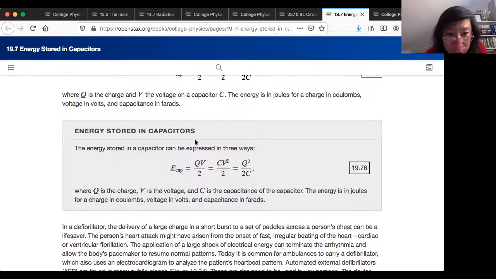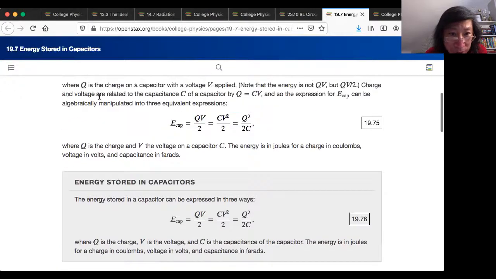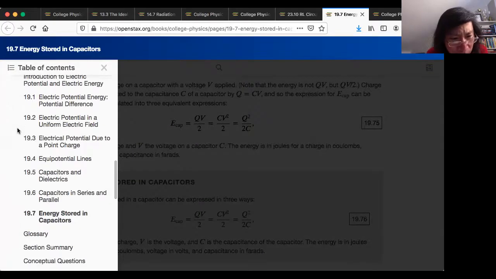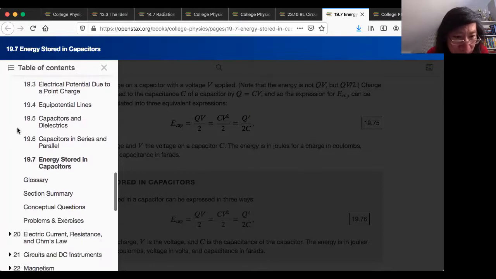This energy stored in a capacitor thing, this chapter 19.7, sounds like we've got to get back here and just remind ourselves real quick. Going back to earlier in the semester, I know it's like, you're looking at stuff in the past? Yes, because it's actually very, very useful.